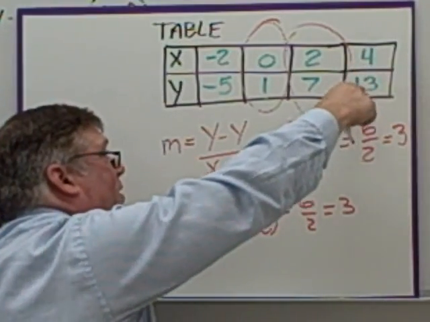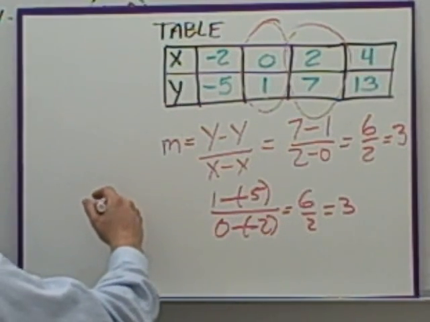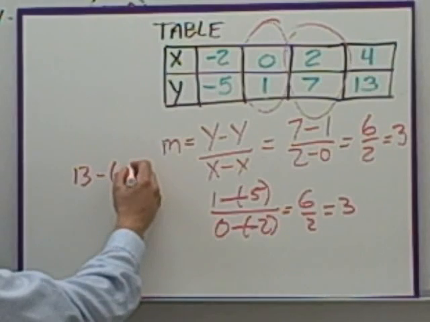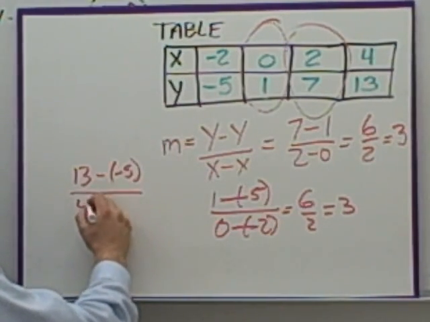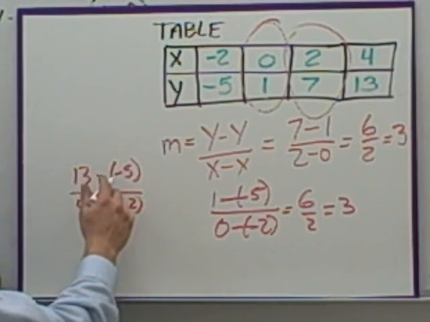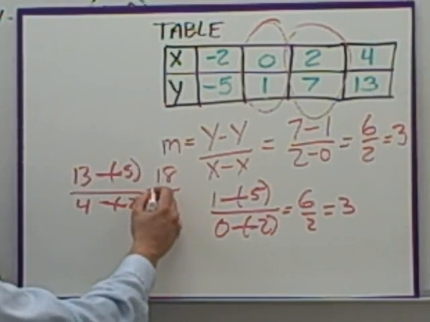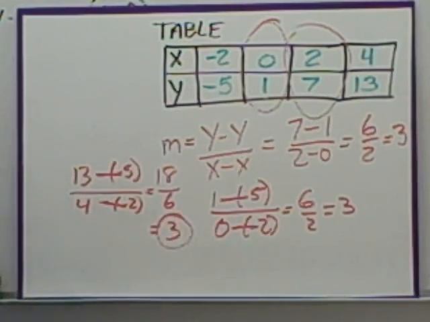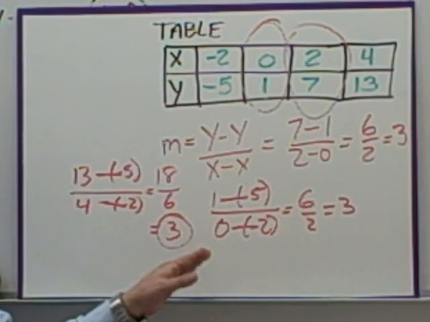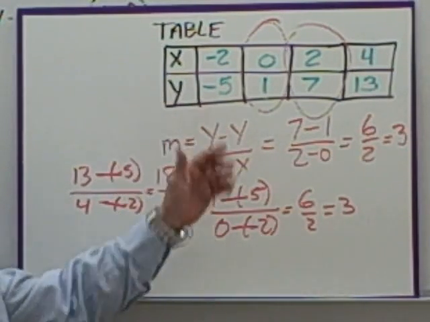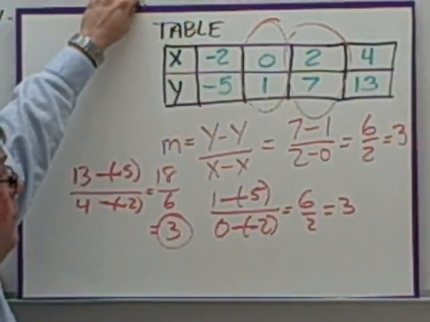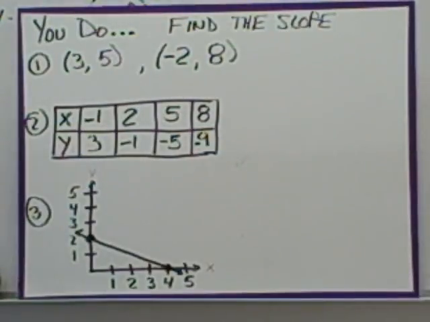Let's go with 4/13 and the negative 2/5. There, we have 13 minus negative 5 over 4 minus negative 2. That becomes 13 plus 5, which is 18, over 4 plus 2, which is 6, which again is going to give me a 3. Choosing any 2 points in that table, working with the formula, I'm going to get that same slope of positive 3. So don't panic when you see a table. Choose 2 points, work with the formula. Here we've come to the you-do. 3 problems, give them a try, pause the video, we'll come back and I'll go over the answers.